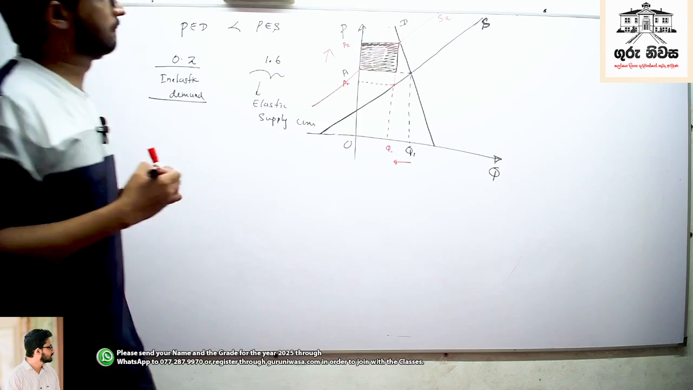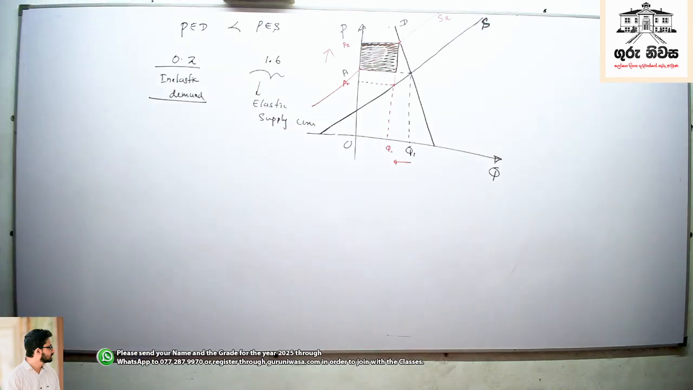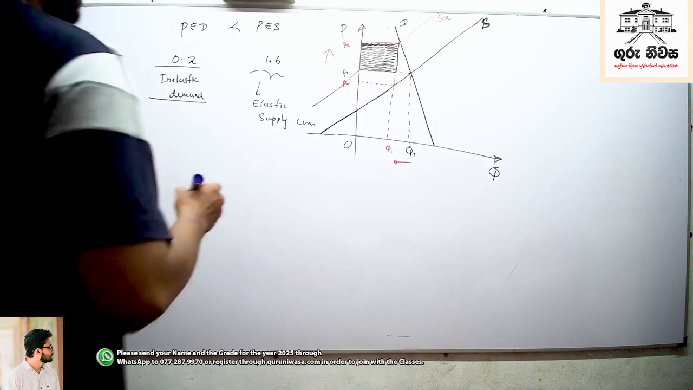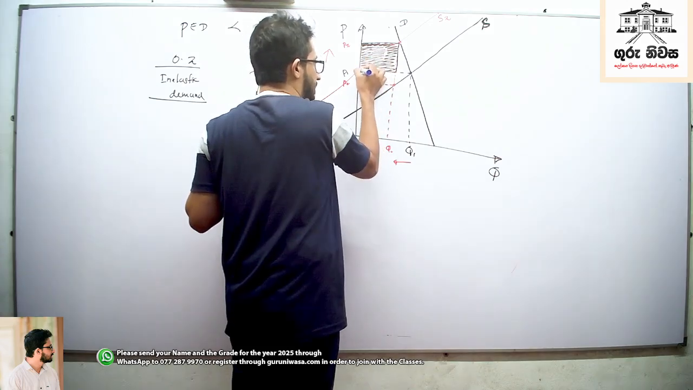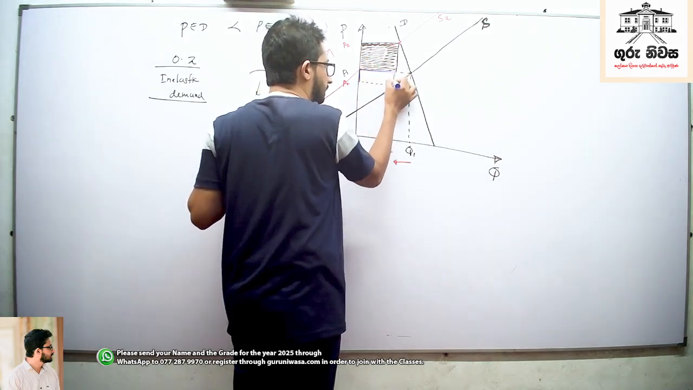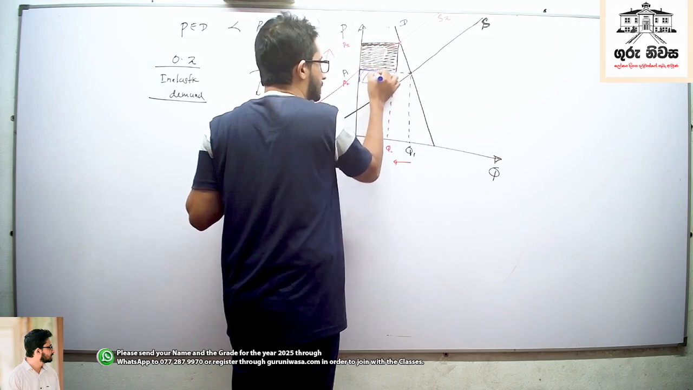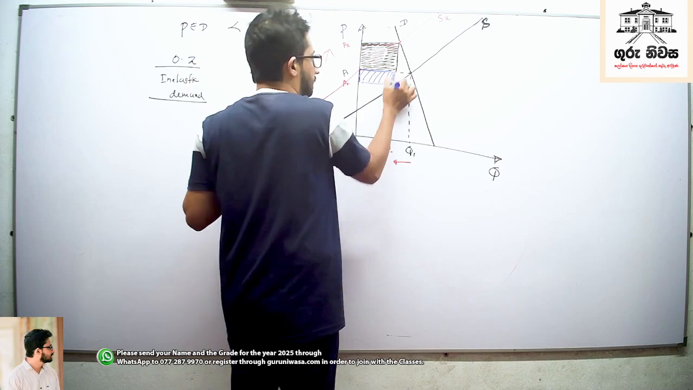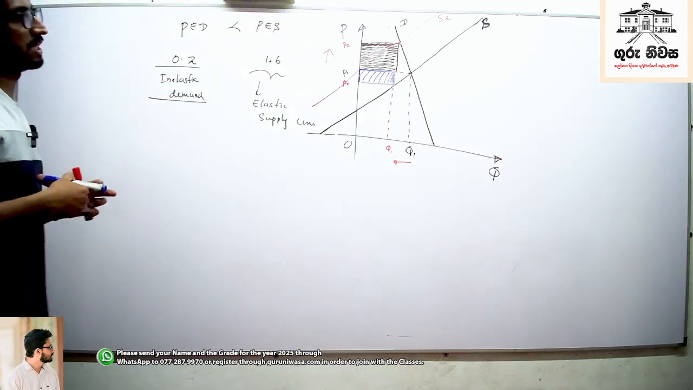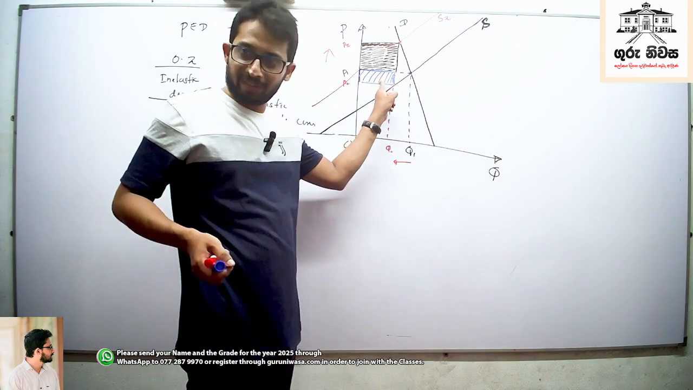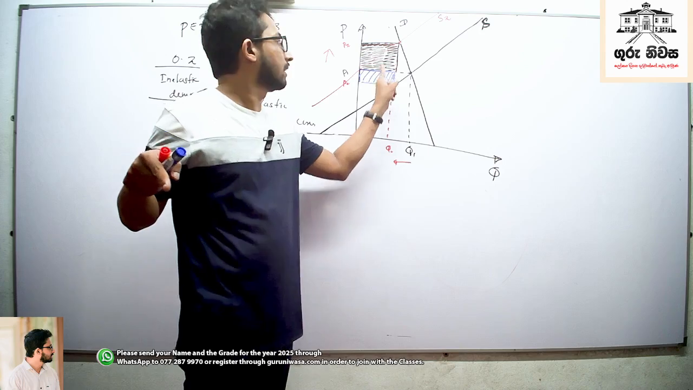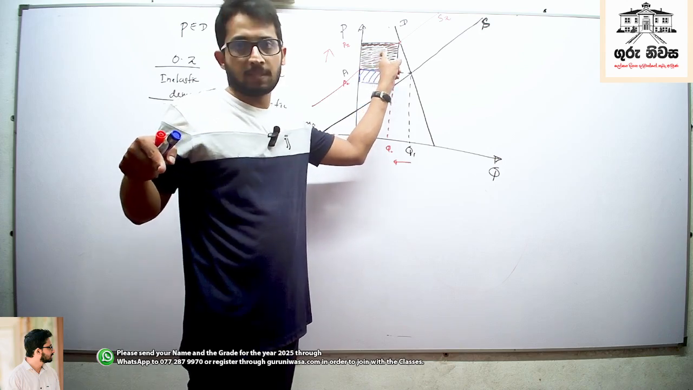Then the producer's tax burden, you can see, is less than the consumer's tax burden. It's the small one. This distance shows the producer's tax burden. The producer tax burden is less than what the consumer bears.